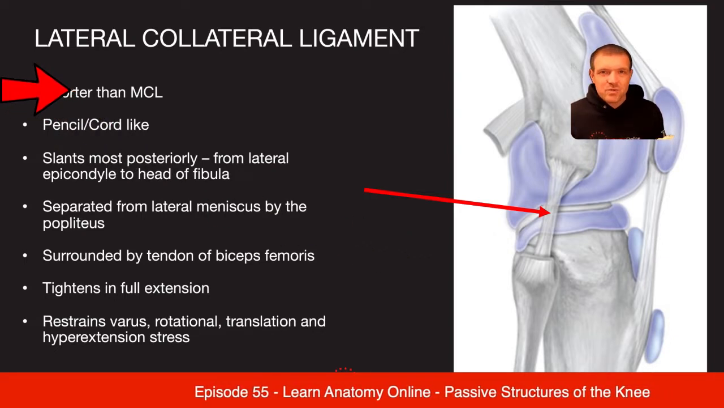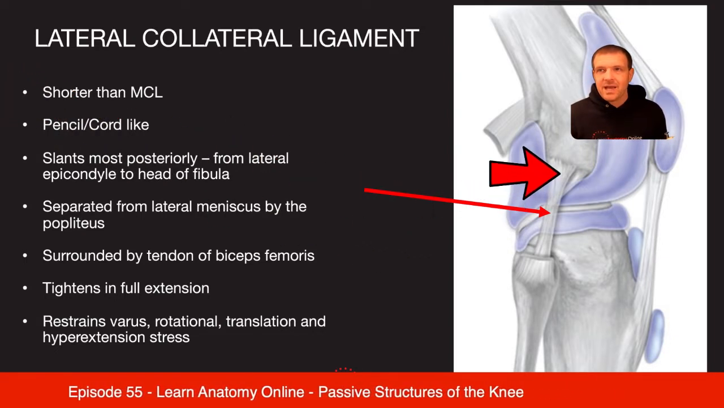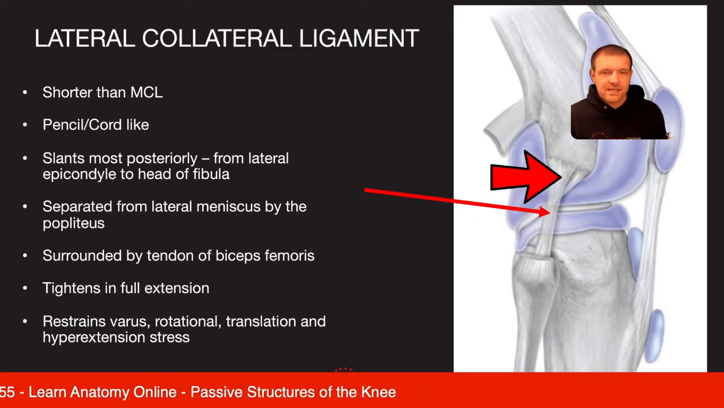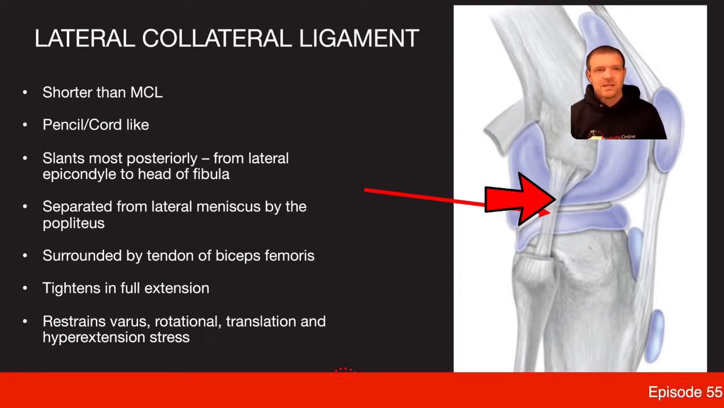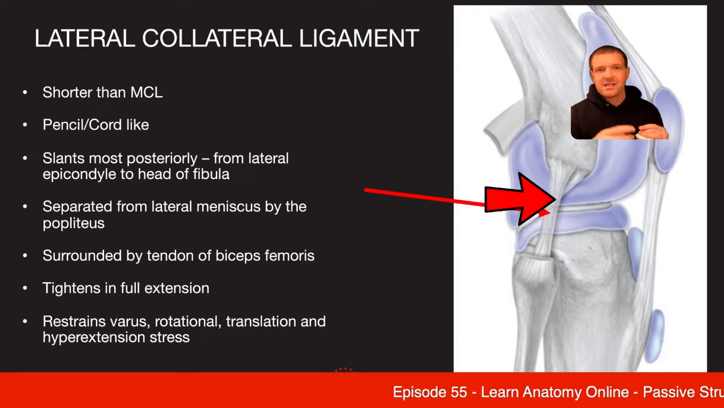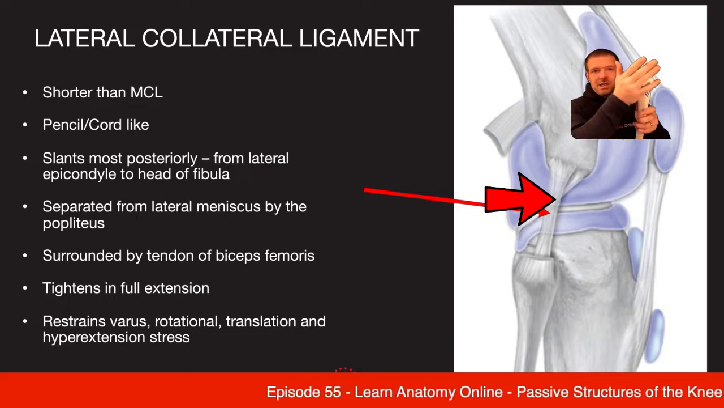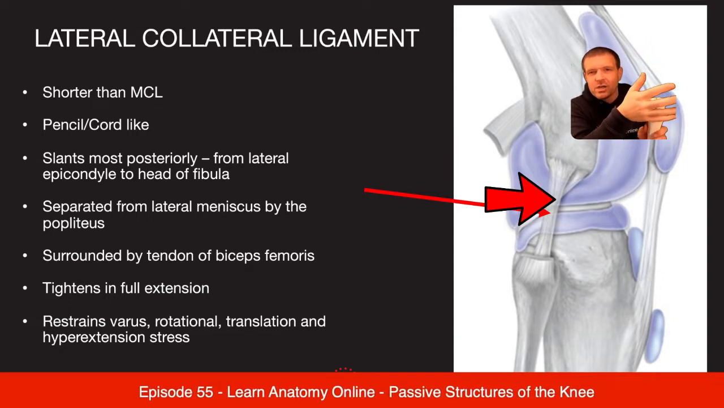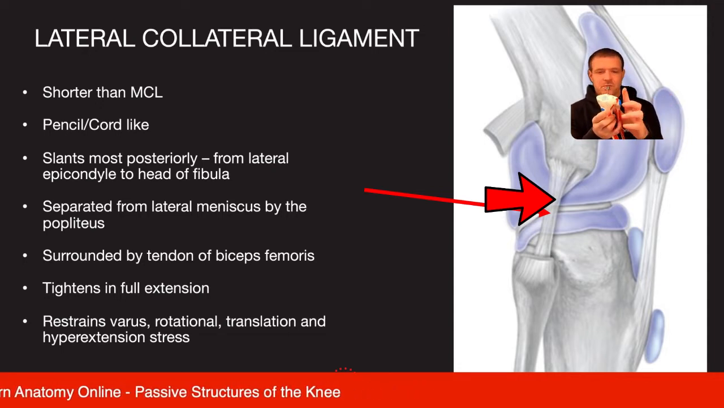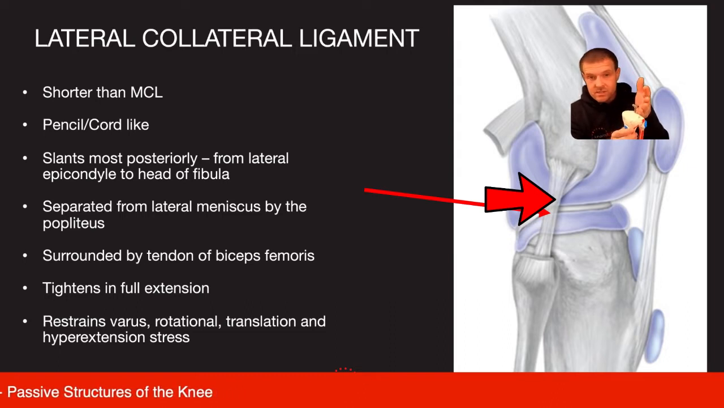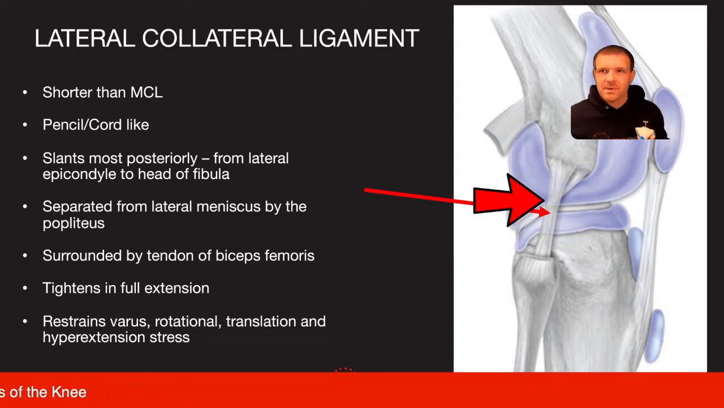So the lateral collateral is shorter than the MCL, and if you have a look, it's not broad at all. It's cord-like, like a pencil, and for want of a better word, it's quite twangy. You may be able to palpate this one on the lateral aspect of your knee. It's a lot easier to palpate than the medial, because the medial collateral is quite flat and hugs the joint surfaces, whereas with the lateral collateral, there's a gap between it and the actual knee joint, and you'll see that in a second. So sometimes you can palpate these.